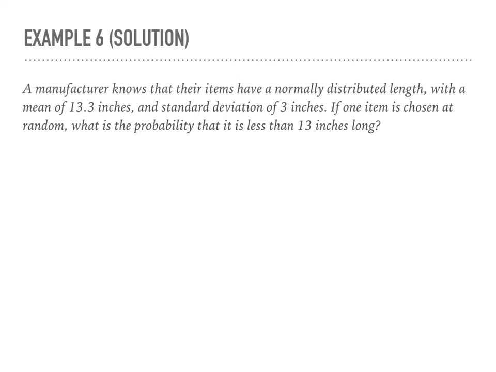Example 6 says that a manufacturer knows that their items have a normally distributed length with a mean of 13.3 inches and a standard deviation of 3 inches. If one item is chosen at random, what is the probability that it is less than 13 inches long? So that's P of x is less than 13 equals normal CDF negative infinity, comma 13, comma 13.3, comma 3, which is approximately equal to 0.4602.